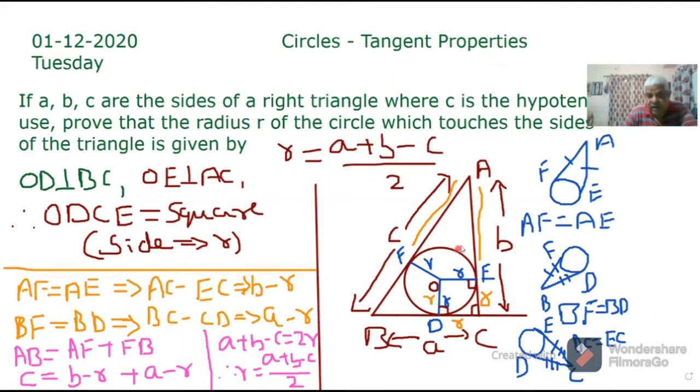Then I went for this: AF and AE are equal. AE I wrote as AC minus EC.